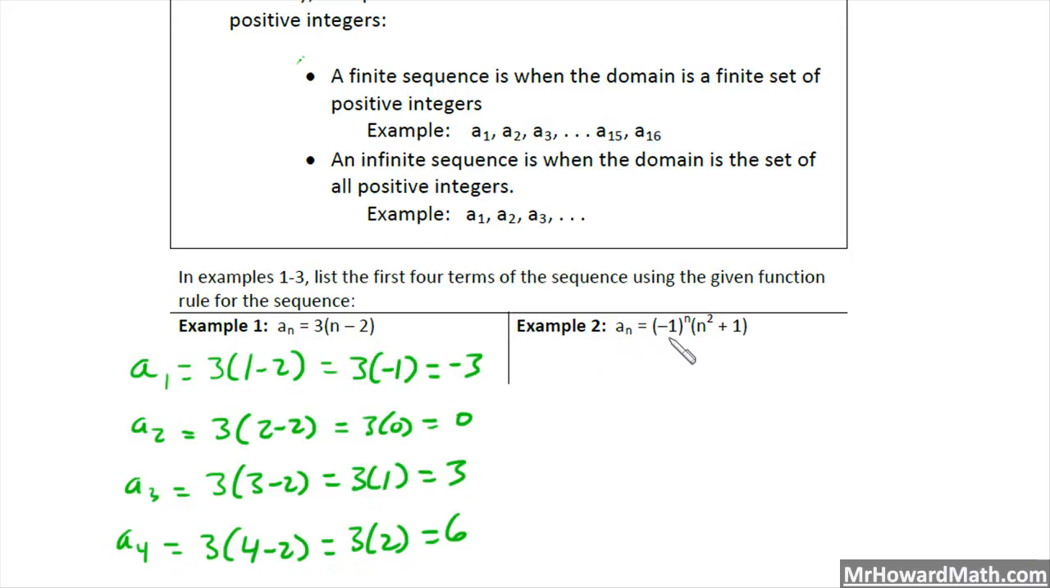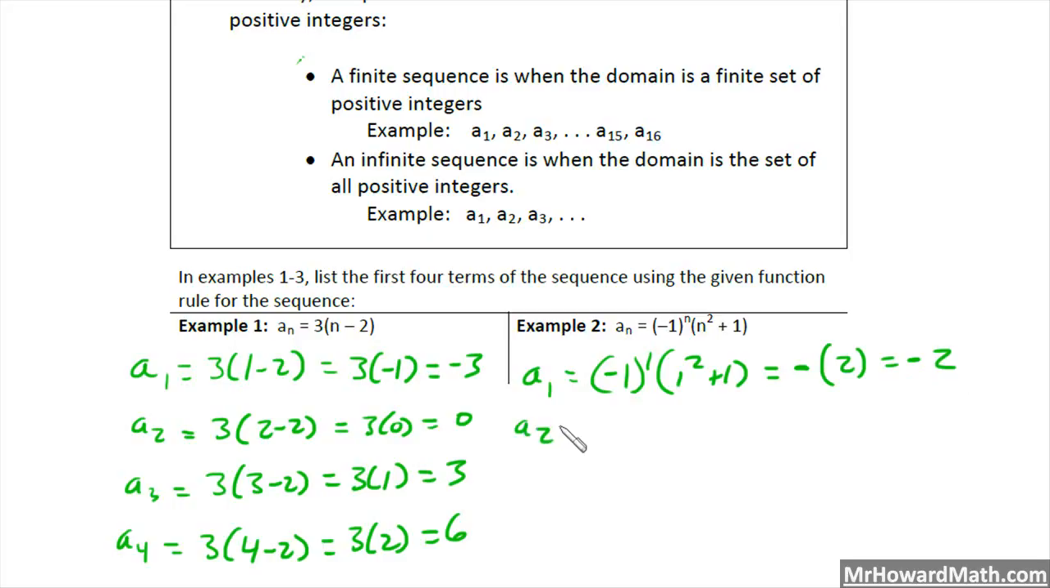Example 2, a sub n equals, here's our rule, so first 4 terms, a sub 1 is equal to negative 1 raised to the first power times the quantity 1 squared plus 1. So that gives us negative 1 to the first would be negative, an implied negative 1 there, and then 1 squared plus 1 would be 2, so that's negative 2.